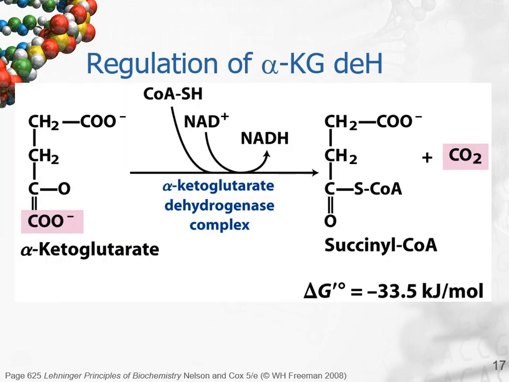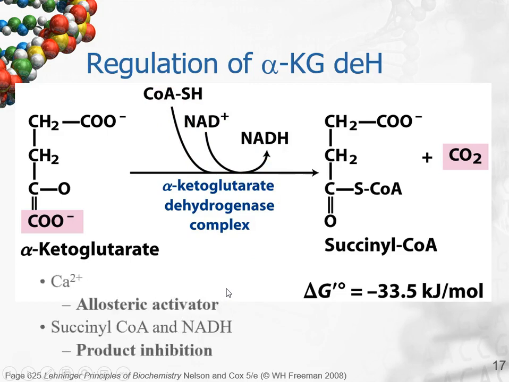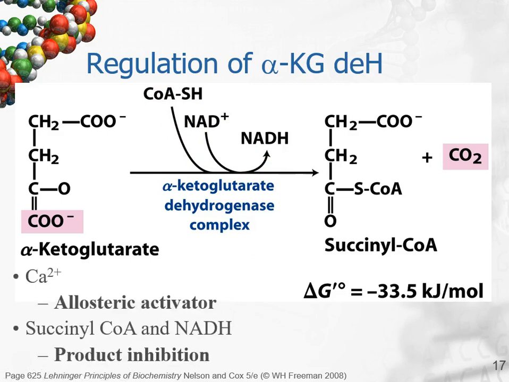Next enzyme, alpha-ketoglutarate dehydrogenase. Again, another oxidative decarboxylation where we lose this carboxylate group right here, and the carboxylate group is lost as CO2, and the other product here is NADH. And similar kind of strategy. Calcium is an allosteric activator. Again, calcium is an indicator that cellular energy status is low and energy is needed, whereas succinyl-CoA and NADH, which are the direct products of this enzyme, act as inhibitors.